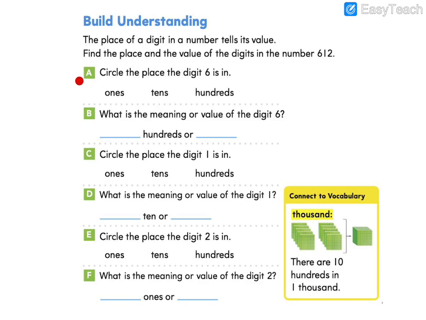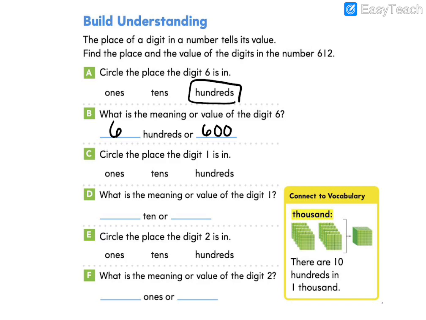Circle the place the digit 6 is in. In 612, is it in the ones place, the tens place, or the hundreds place? The digit 6, you should have circled, is in the hundreds place. So what is the meaning of the value of the digit 6, right? We say value here. What is it equal to? It's not just 6. It's 6 hundreds, which is equal to 600.